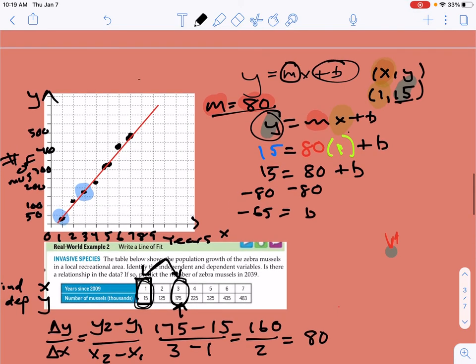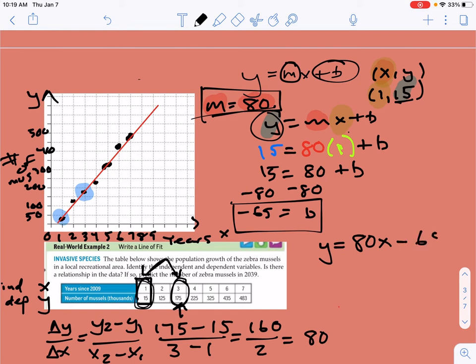So now I have b and I have m. So I can write this equation. Let's write it. So you have y equals mx plus b. So m is 80, and then I just put x. And you remember, you're just plugging m and b in. And then plus b is going to be minus 65. All right? So now I have my equation.